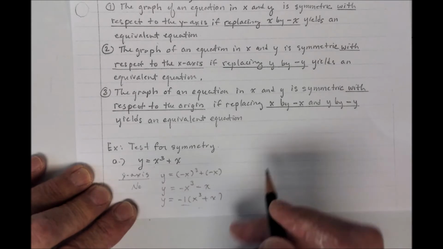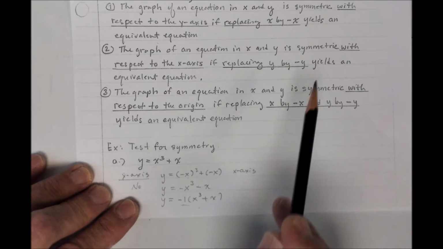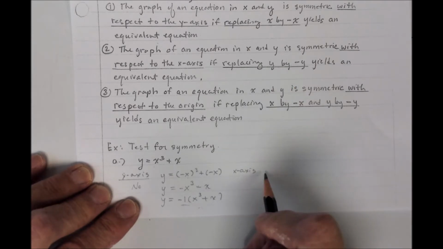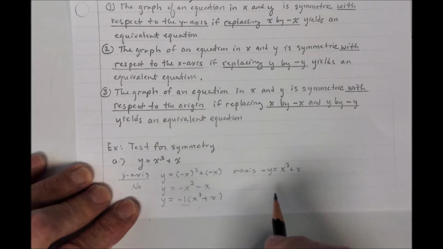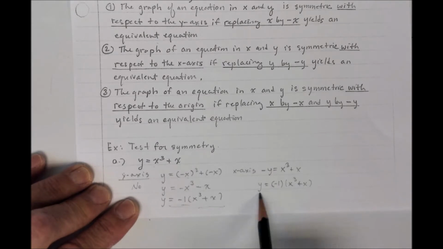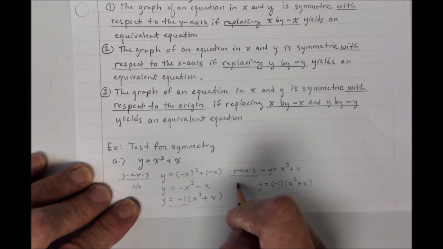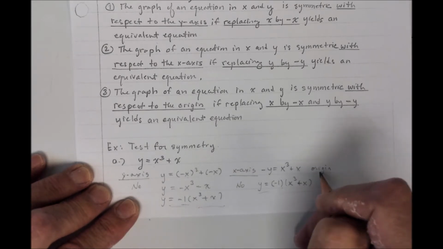Now here, for the x-axis, I plug in the opposite of y in for y, so I would have the opposite of y equals x to the third plus x. And again, even if I multiply both sides by -1, I'm right back to where I was here with that extra factor of -1. So is it symmetric to the x-axis? No, it is not.